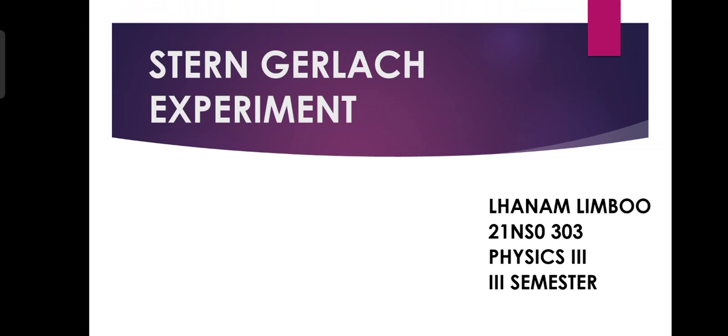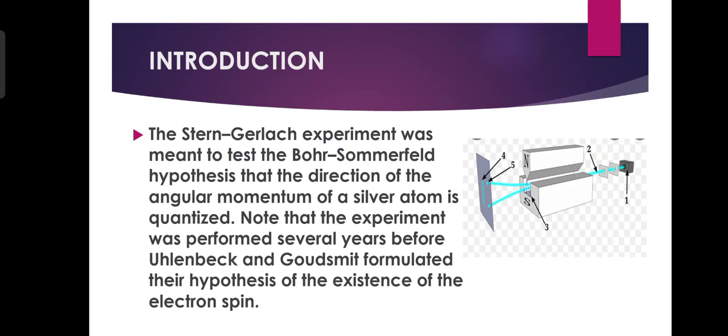So here I would like to introduce my topic on Stern-Gerlach's experiment. Introduction: the Stern-Gerlach experiment was meant to test the Bohr-Sommerfeld hypothesis that the direction of the angular momentum of a silver atom is quantized. The experiment was performed several years before Uhlenbeck and Goudsmit formulated their hypothesis of the existence of electron spin.